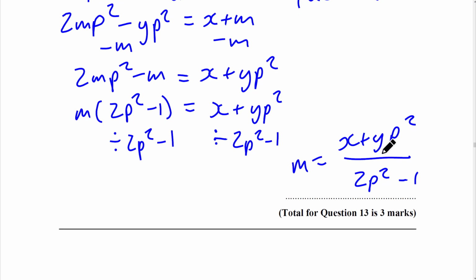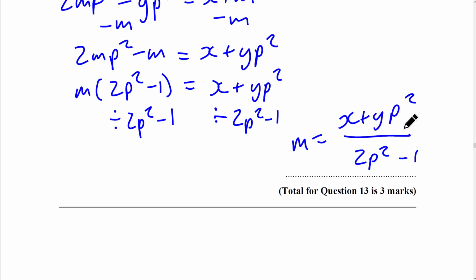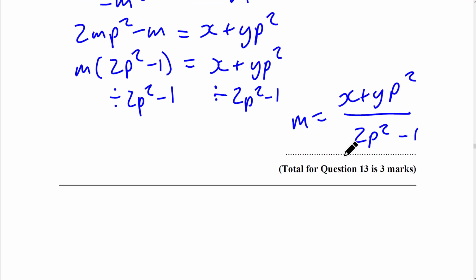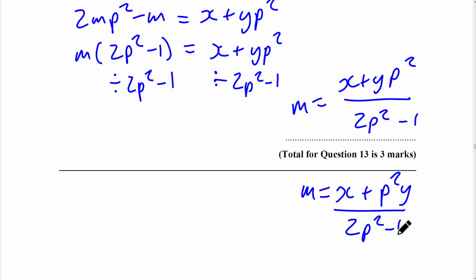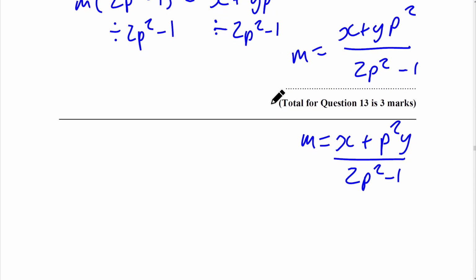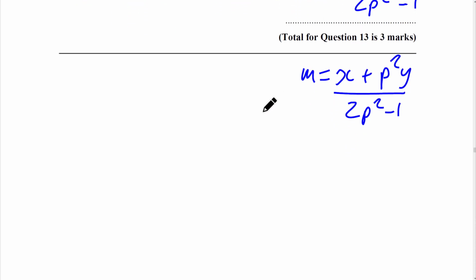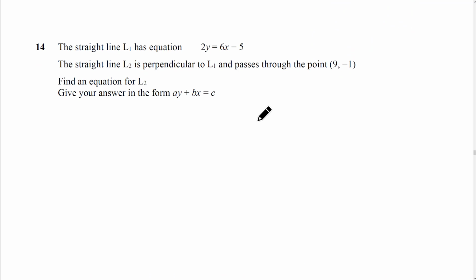Normally you write this in alphabetical order, so that should be p squared y as in good form, but you should still get the marks for that. I mean, you should 100% get the marks for that. I just wrote this like this so you get the p squareds at the end. Okay.